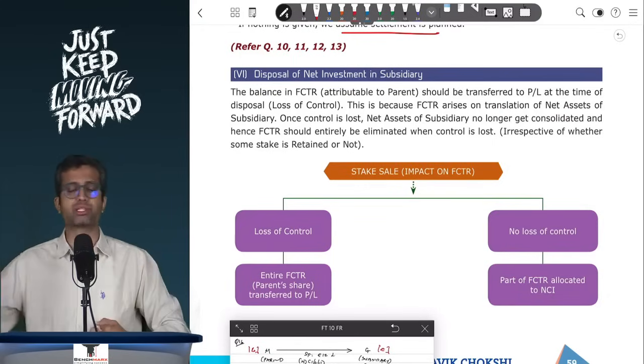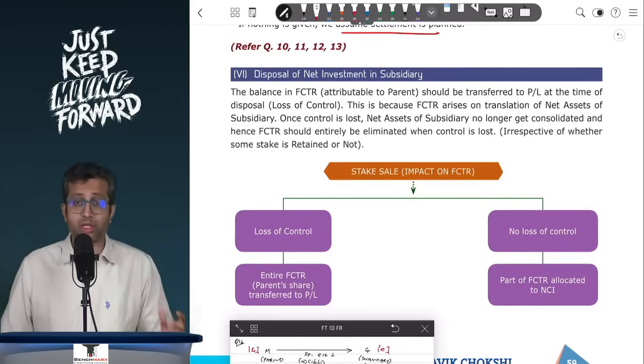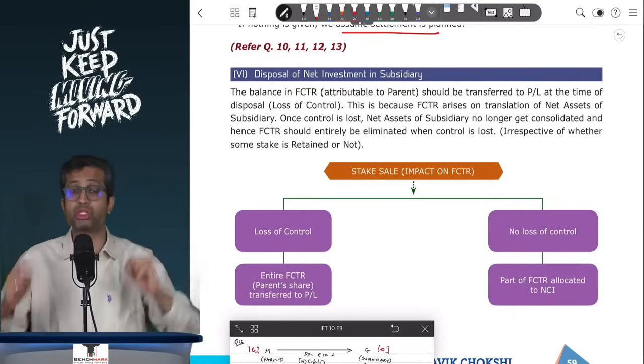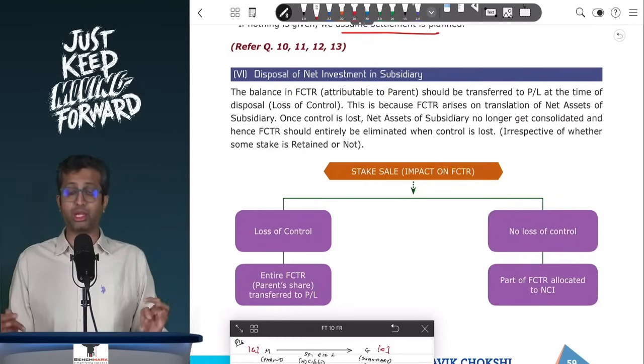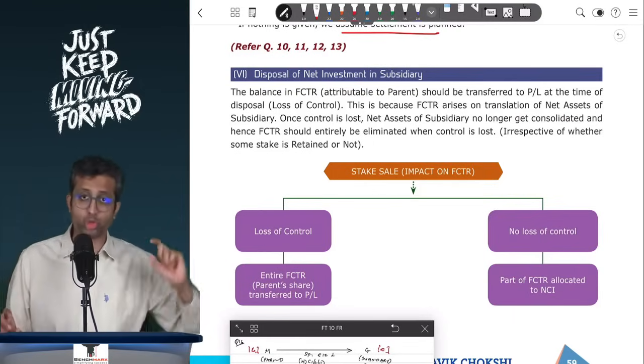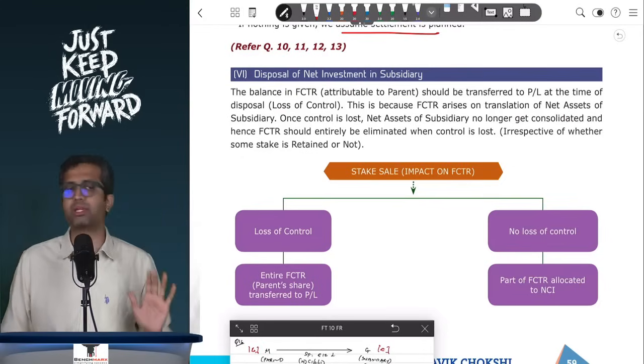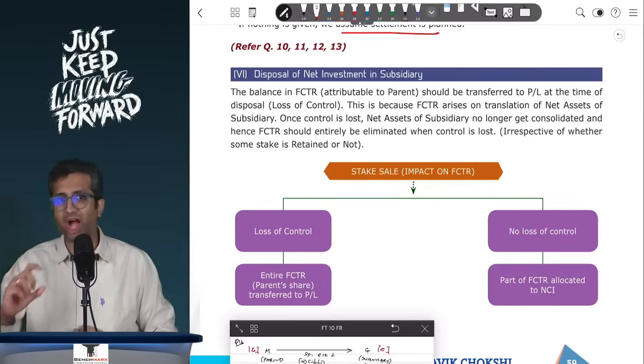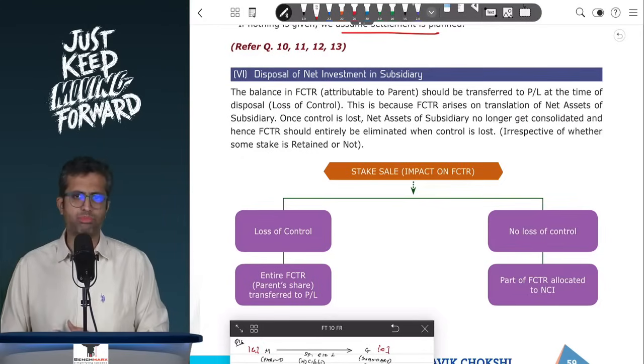However, all the assets and liabilities of the subsidiary will be derecognized, and hence the entire FCTR, which is attributable to you in your consolidated P&L, will be transferred to the P&L account. Your entry will be FCTR account debit to the statement of P&L. However, what if I dilute only 20% stake?